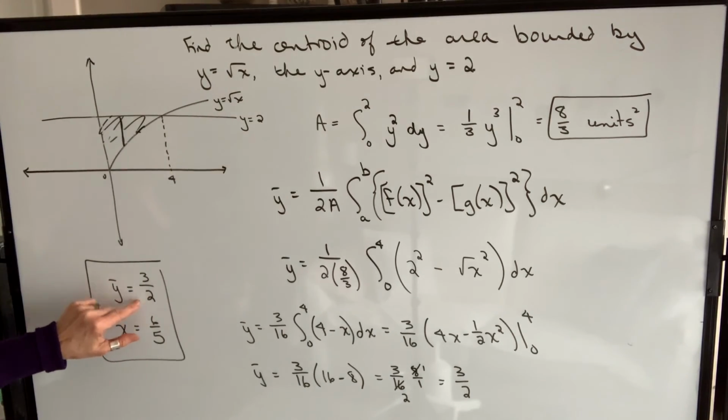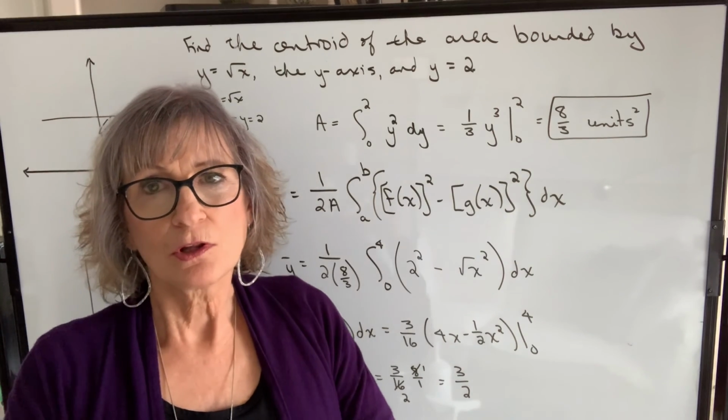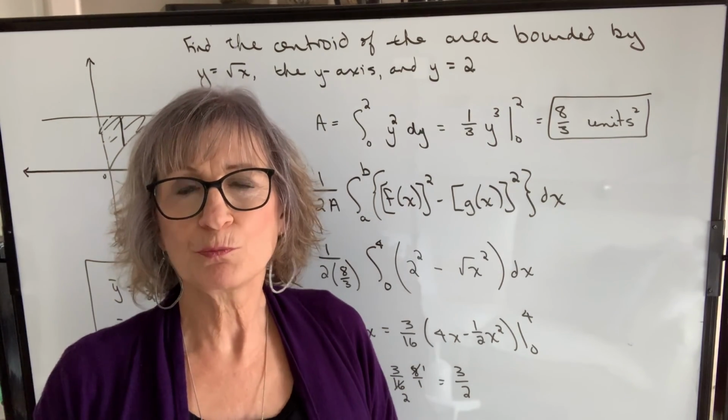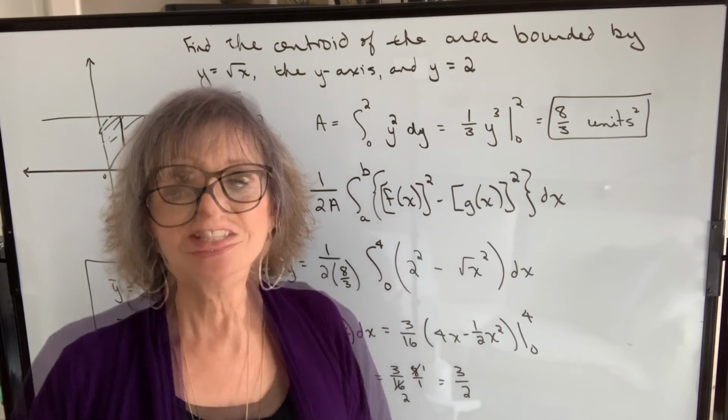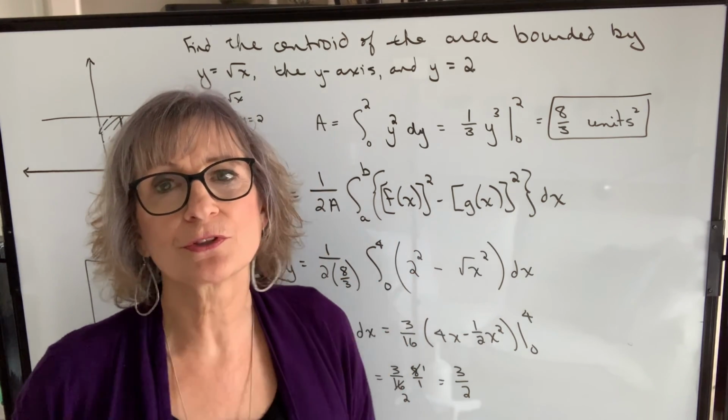So you can see we get the same result using horizontal or with vertical. Look at your question and just try to determine which is easiest and do it that way. Try to practice finding areas of centroids using either horizontal or vertical rectangles.